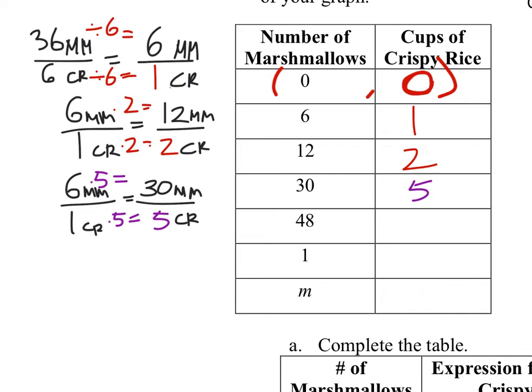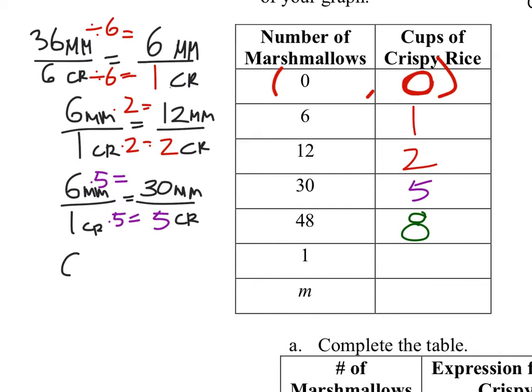So let's try this then. 48 marshmallows. How many cups of crispy rice would that be? Yeah? 8. Bam. Very good. 8 cups of crispy rice. Now this next one is extremely tricky.